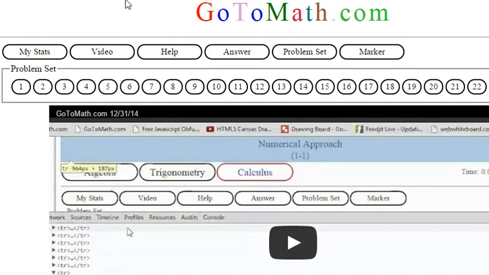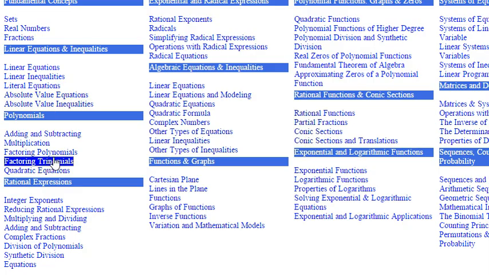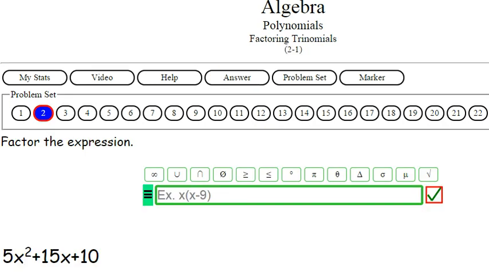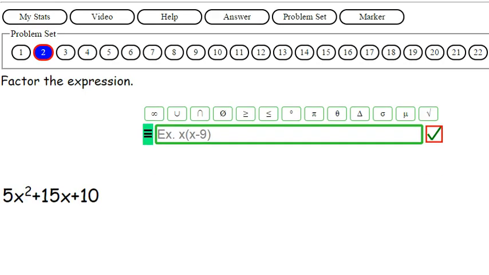Hey, we're over here at gotomath.com. Click on the algebra. Let's go down to factoring trinomials, and we're going to be looking at 2.1. We might have done some of these already, but you can't get enough practice. This is stuff that you're going to see over and over again in the future.